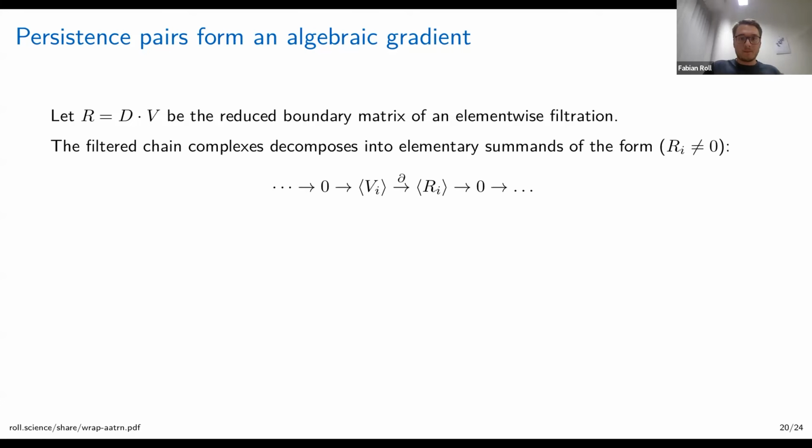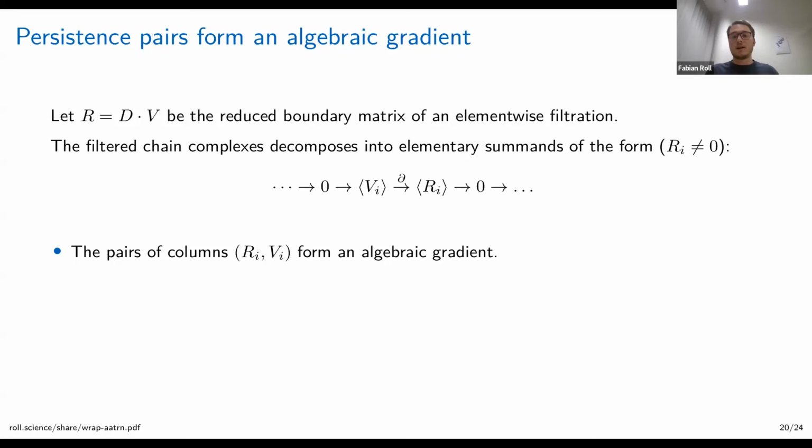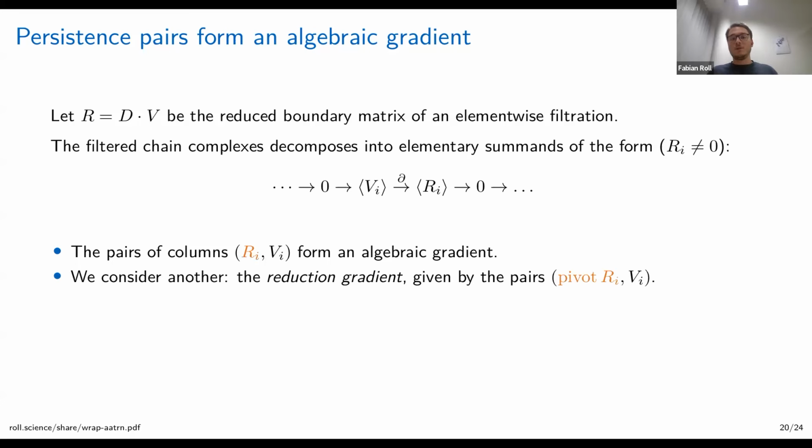And if you know this, you might come to the idea that it would be nice to try the columns, the tuple Ri Vi for all i, and actually these form an algebraic gradient, but unfortunately, or interestingly, depending on your point of view, this is not the right thing to do in this context. But the right thing to do is something else. Namely, we consider what we call the reduction gradient. And there, instead of considering the whole column Ri, we just consider the corresponding pivot.